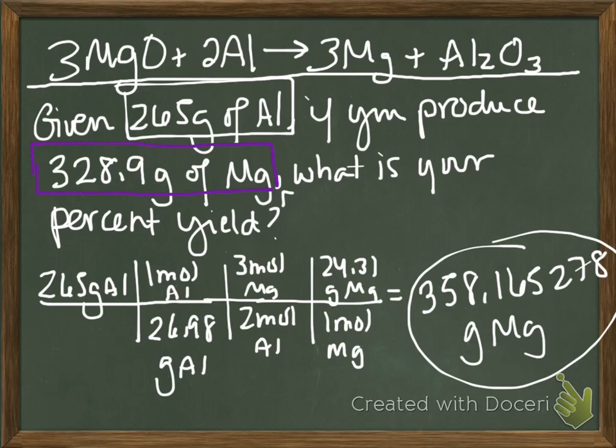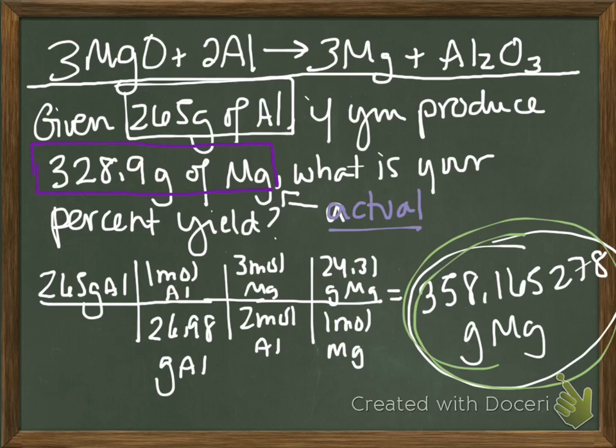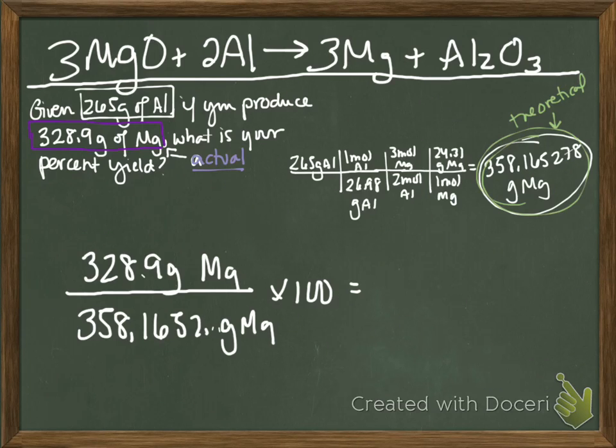So, what's this number? We said that this number is our actual, let's actually write that in purple. This is our actual yield. What's this number? That's our theoretical. So now we've got all the numbers we need to run a percent yield. Okay, so what do you get for a percent yield?